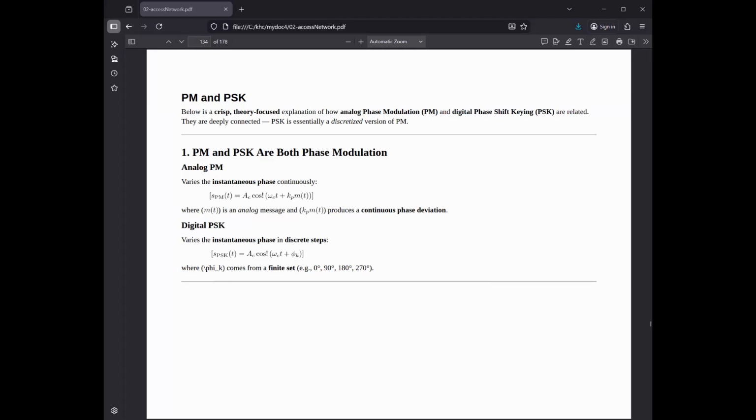PM and PSK. In the world of communication, phase modulation (PM) and phase shift keying (PSK) are two sides of the same coin. They both transmit information by changing the timing or phase of a radio wave, but they differ in how they handle that information. What is phase modulation, PM?